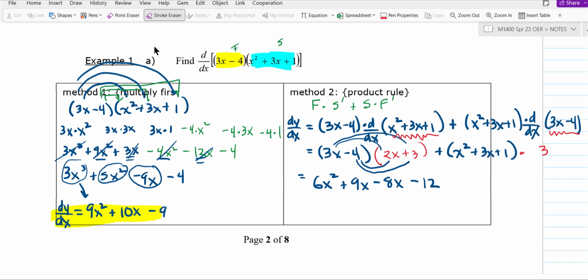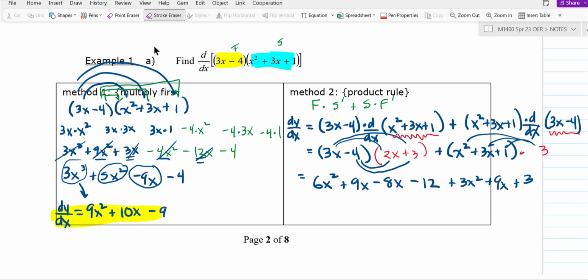Then I'm going to distribute the 3. So I got 3 times x squared is plus 3x squared. 3 times 3x is plus 9x. And then 3 times 1 is plus 3. Now we got a bunch of like terms that we're going to put together, and let's see if we don't get the same answer. Okay.